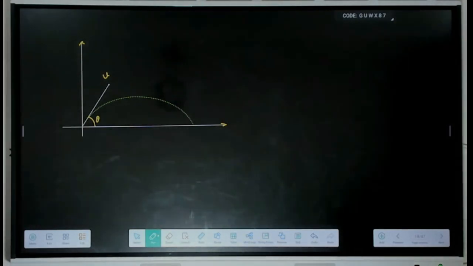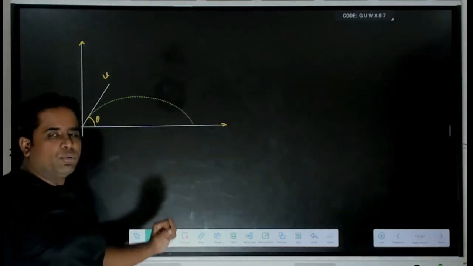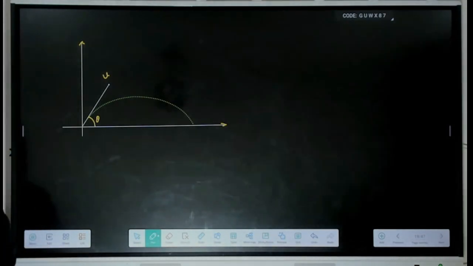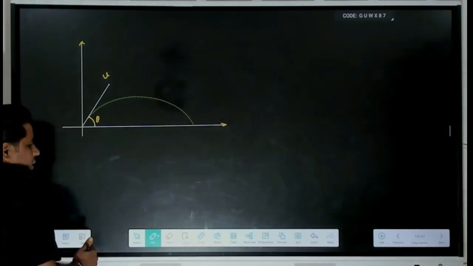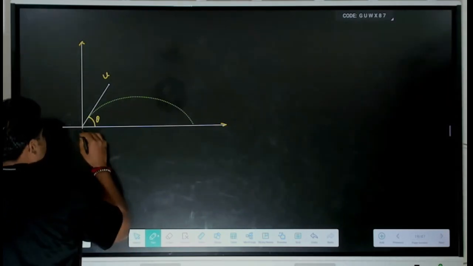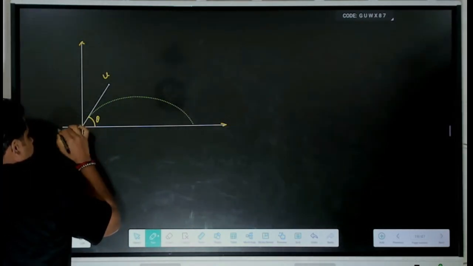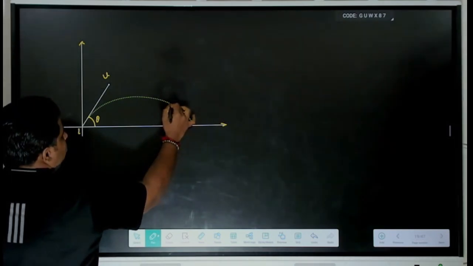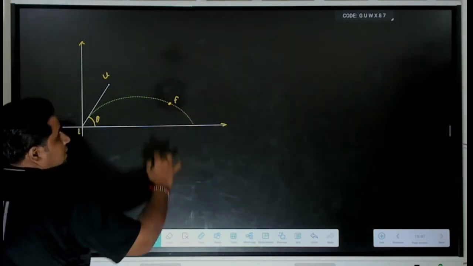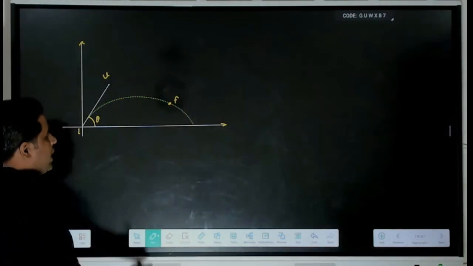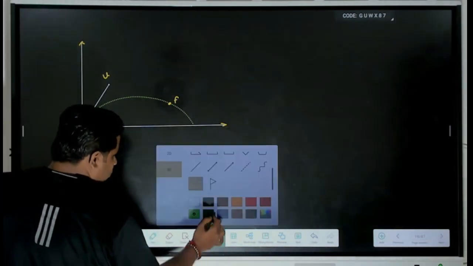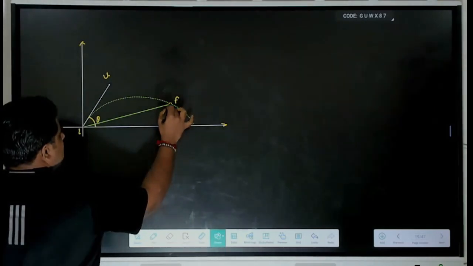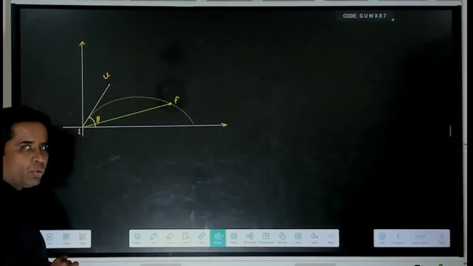If this is the projectile motion which is taking place, let me ask you one question: what is the value of average velocity between the initial point and the final point, which is coming at this point somewhere? If I am finding the average value of velocity between these two points, are you getting my point?